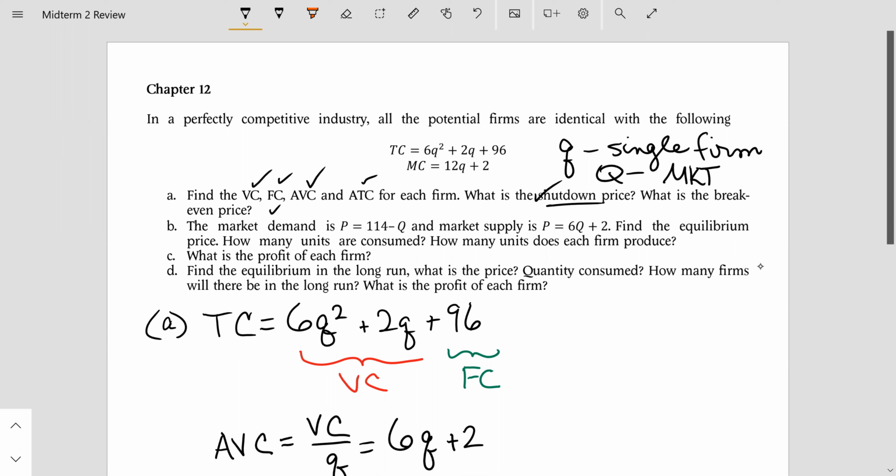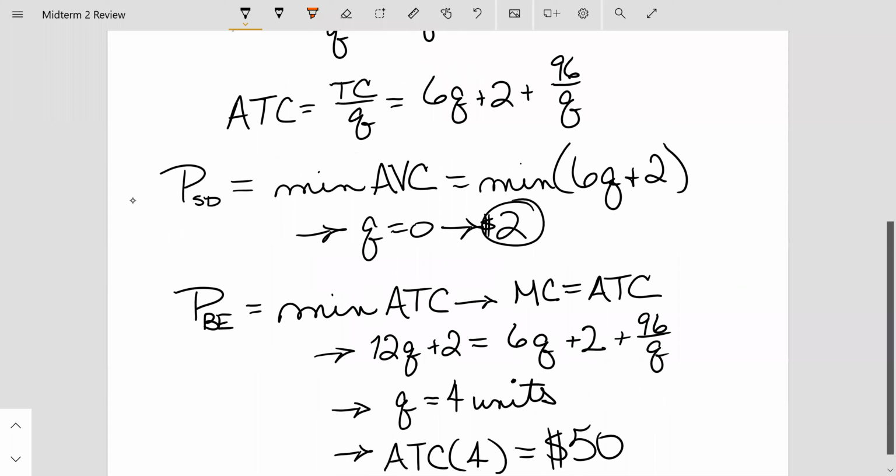Next, we're given that the market demand is P is equal to 114 minus Q. The market supply is P is equal to 6Q plus 2. What we want to do is find equilibrium price, the total quantity in the market, the quantity produced by a single firm, and then part C is finding profits, off of each from part B. And this is going to represent the short run. So let's set that up.